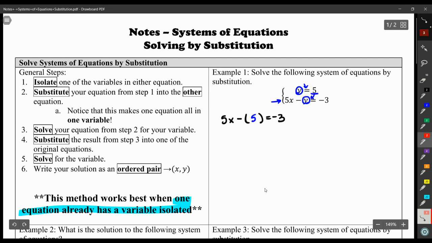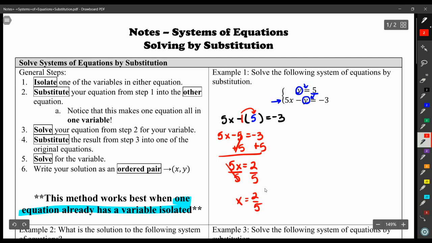Now that we have replaced it and we have all x's, we're going to solve this for x. So I'm going to distribute this -1. So 5x minus 5 equals -3. We need to get x by itself by adding the 5 to both sides first. So 5x equals 2. And then divide out the 5 in front of the x. We get x is equal to 2/5.